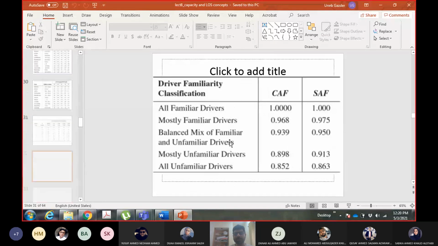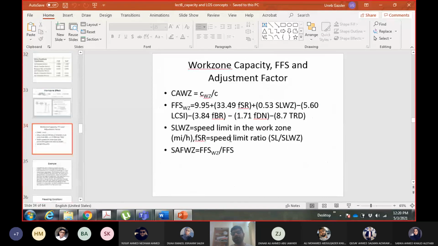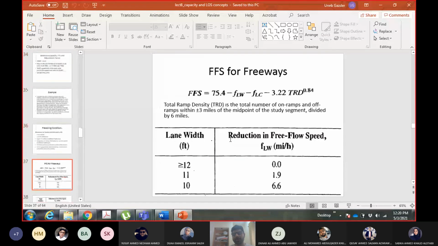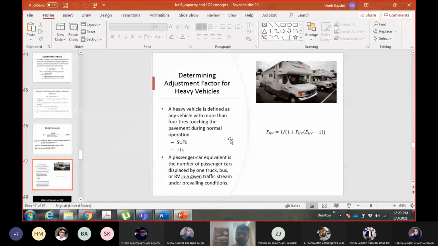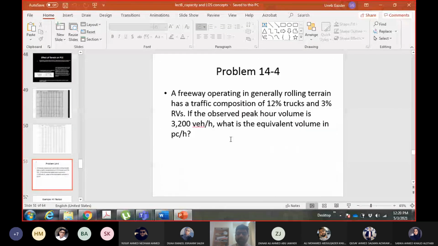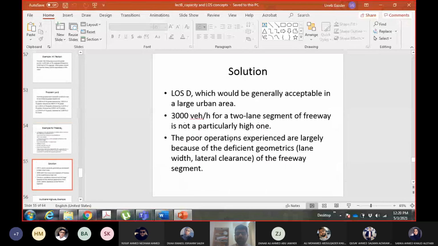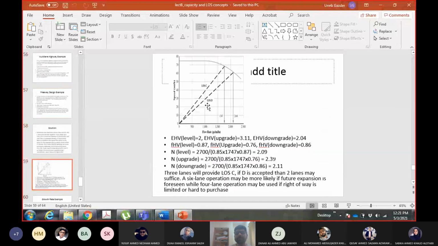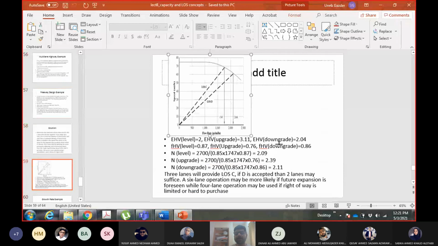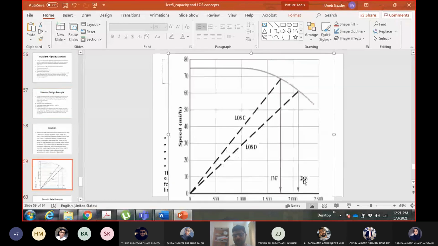If you have any questions you can ask me, but I will do the remaining part of the problem from the equations, using the values already calculated by the authors of the book. They have already plotted this graph and these lines, and they found the maximum service flow rates, which you can see in the graph here. The two values are given.